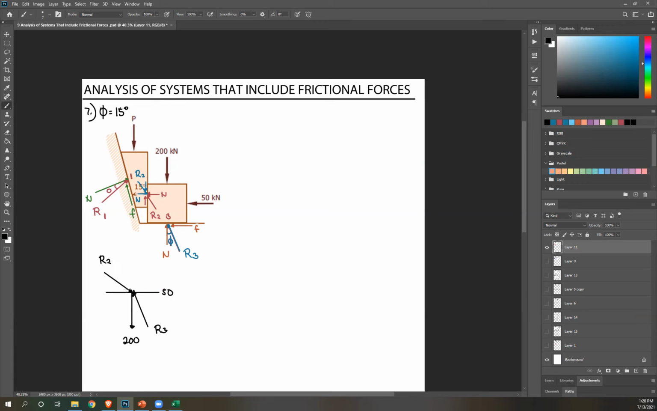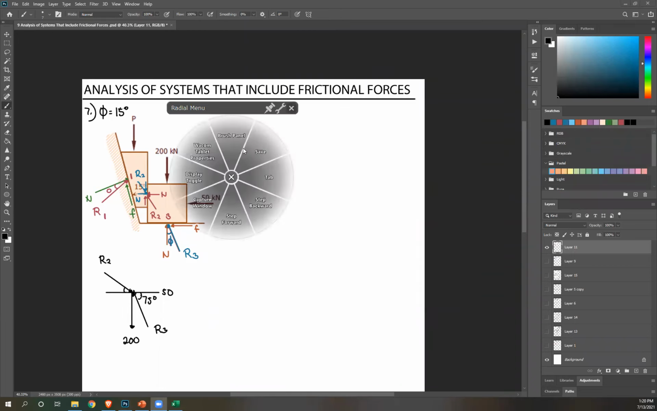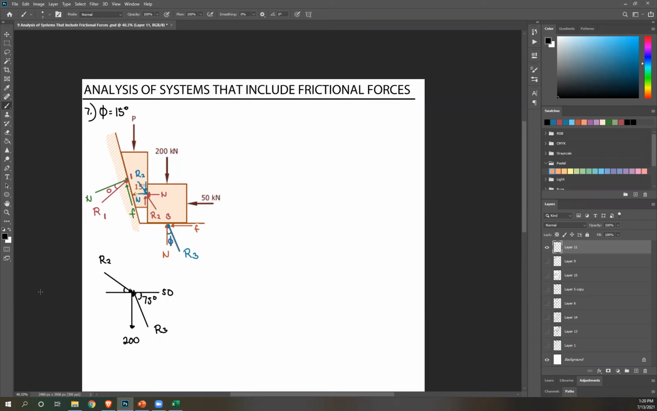Then next, let's include our angles. Oh, this is easy. Why? This is phi, and that's 15. Therefore, this is just 90 minus 15, which is 75. What about this R2? R2 is this angle right here. And then to get that, recall, let me just separate that.